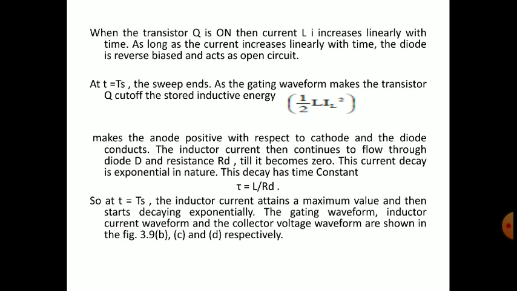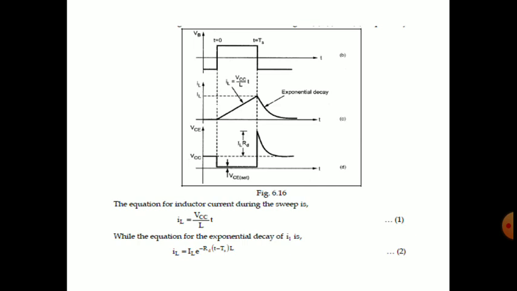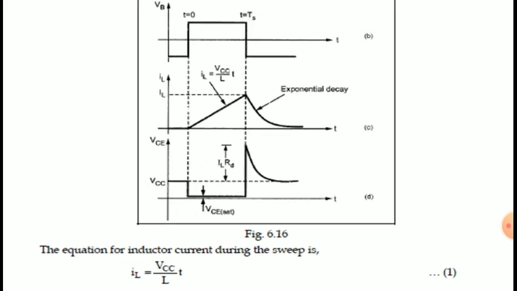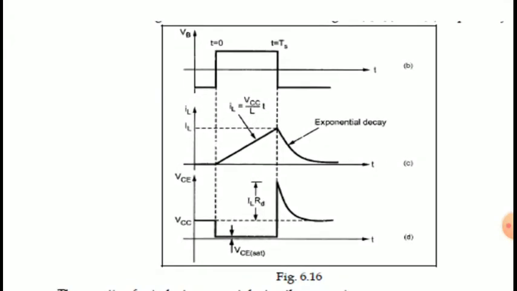This current decay is exponential in nature. This decay has a time constant, that is L by R. In the case of RC circuits, in the previous topic, we had the time constant T equal to R into C. In the case of RL circuits, we have the time constant L by R. So at t equal to 0 and Ts, you can see the waveform, and then you can understand it well.